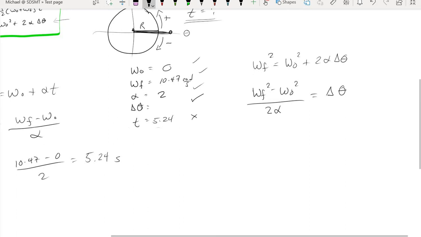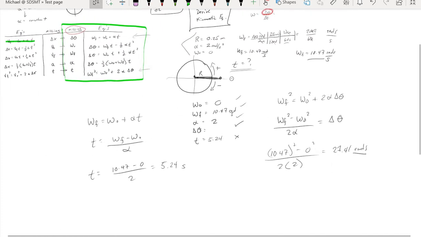We can plug our values in. We have 10.47 squared minus 0 squared over 2 and 2. Calculator time, 10.47 squared. And we have to divide that by 4. We have 27.41 radians.